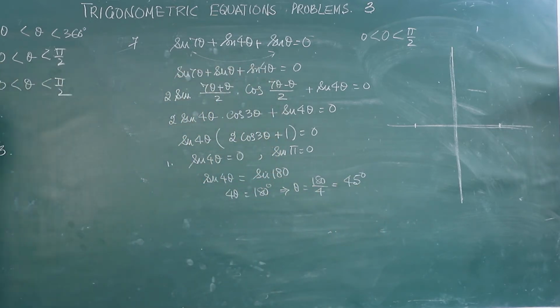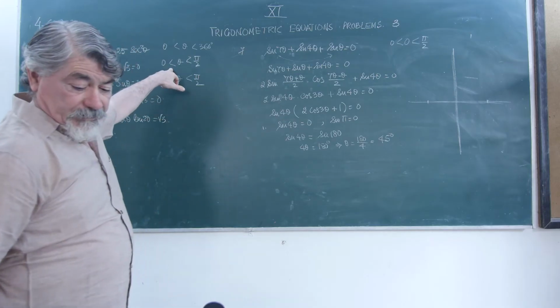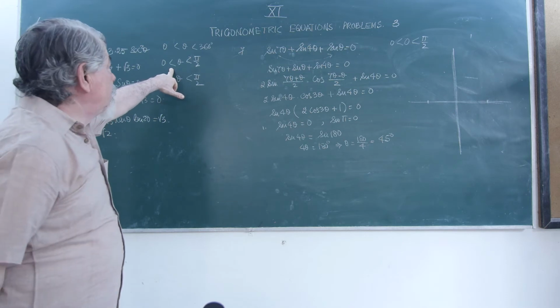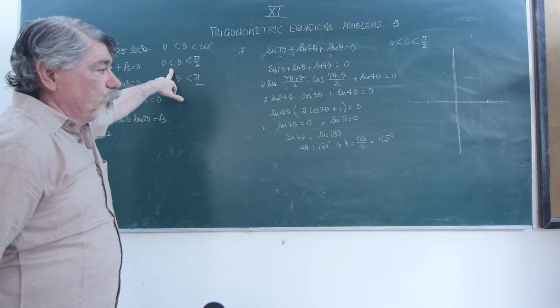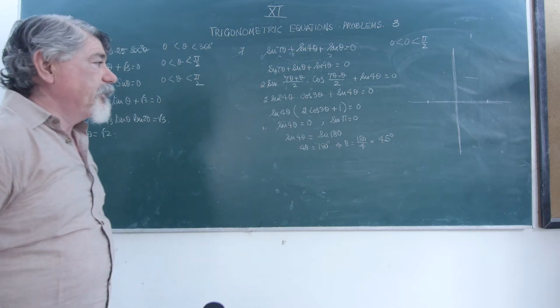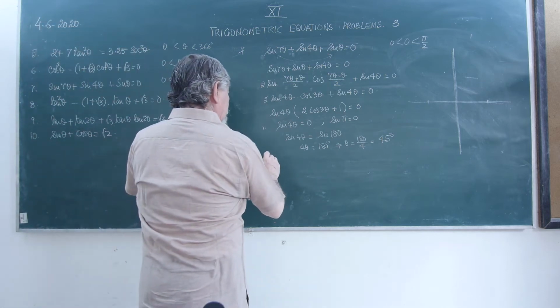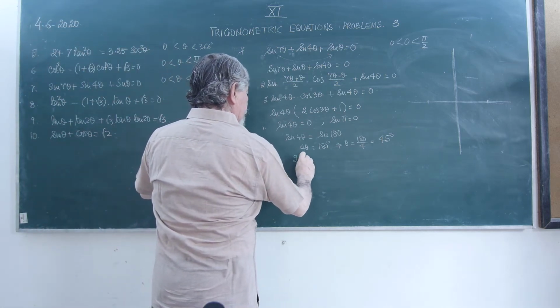It will come out to be 45 degrees. The value of theta comes out to be 45 degrees. Now in the next case, what are we going to get? Theta, I cannot take 0 because theta is greater than 0. If it was greater than or equal to, I could take 0, but it is greater than, so I'll be taking only 45.